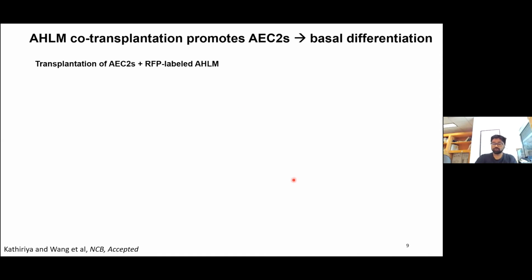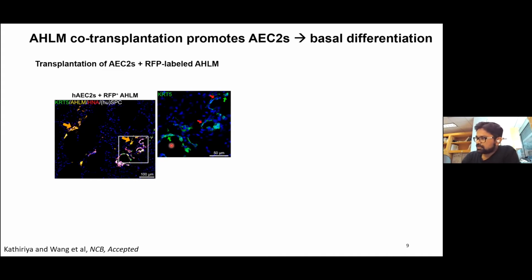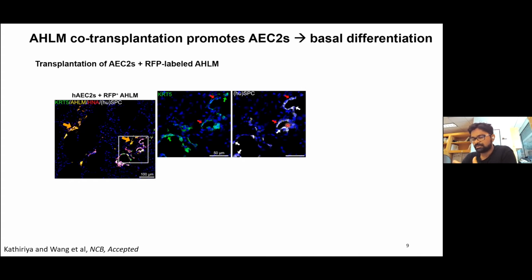So we looked at them a bit more carefully. And for that, what we did was we transplanted type 2 cells, but now with RFP labeled AHLM. And we found that there are a few regions where we observed both SPC positives and K5 positives in the same parts. There is a green arrow here that shows a K5 positive cell, and a red arrow that shows a K5 and SPC double positive cell, with a white arrow that is just an SPC positive type 2 cell.